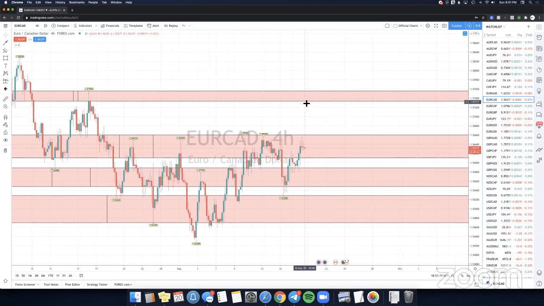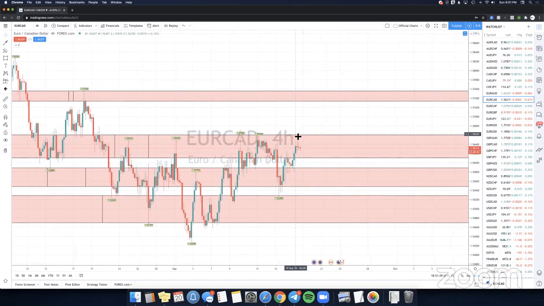So this upper zone up here is going to be 1.57566. And then this lower zone right here is going to be 1.55486. And then within this small range that it's moving in, the upper zone is going to be 1.56602, and this lower zone right here is going to be 1.56099.